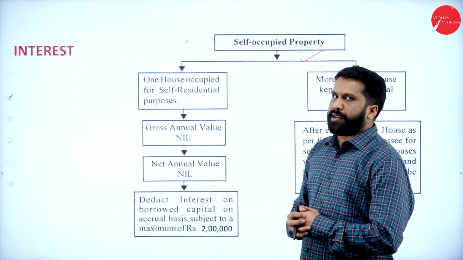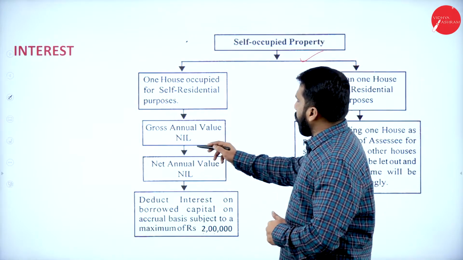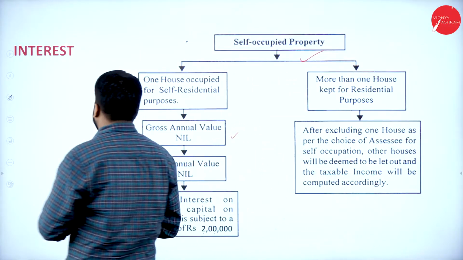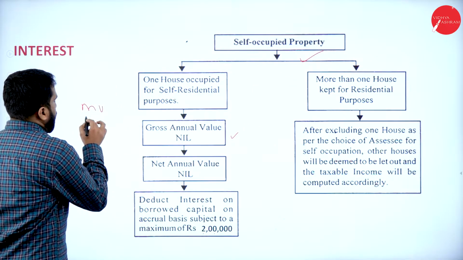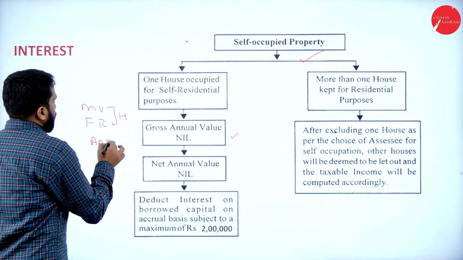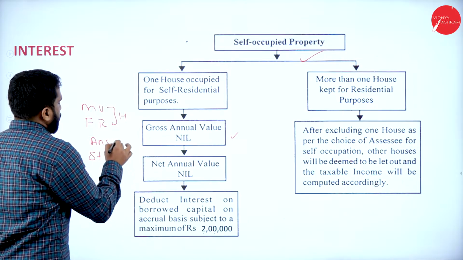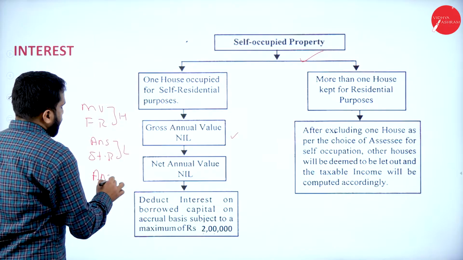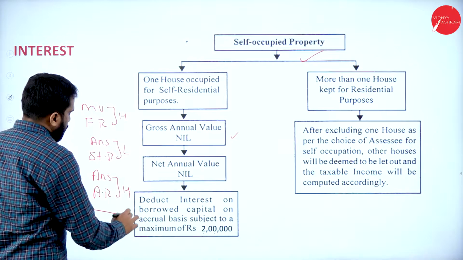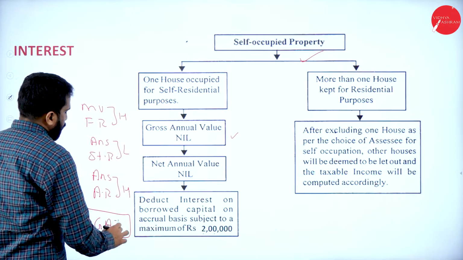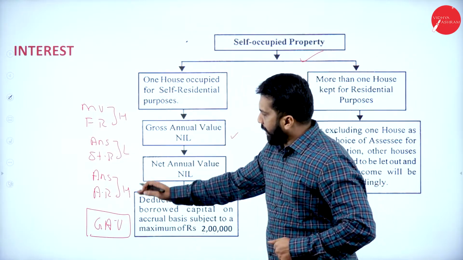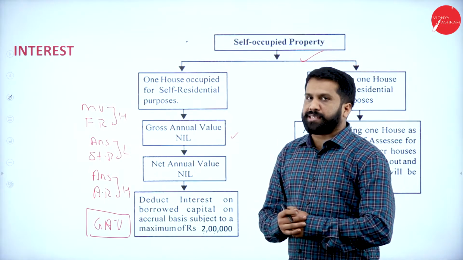How do we calculate interest? I'll go for this. Now, gross annual value nil. What is gross annual value actually? Gross annual value means your municipal value or fair rent, whichever is higher, compared with standard rent, whichever is less, compared with actual rent, whichever is higher. This is your gross annual value. Clear? If you do all this calculation, you will get your gross annual value.